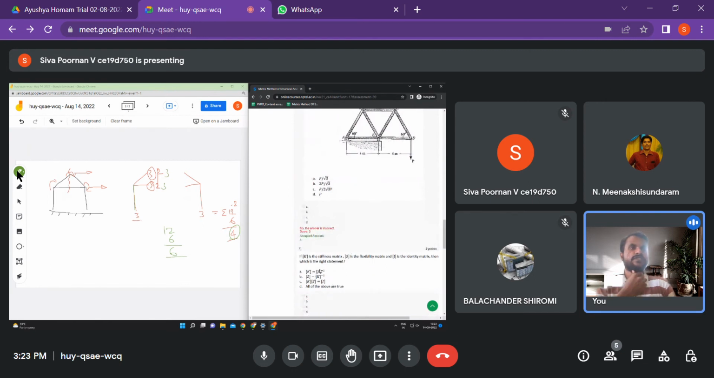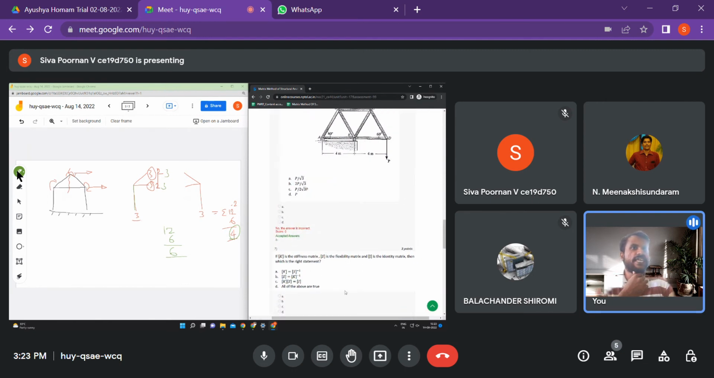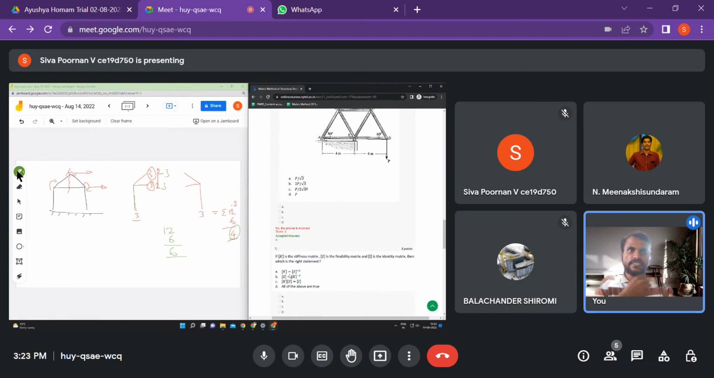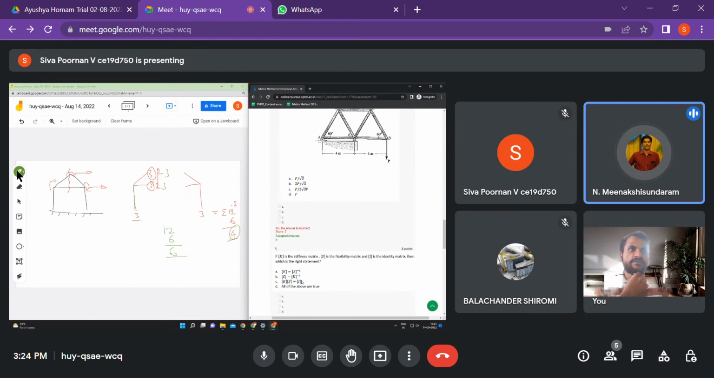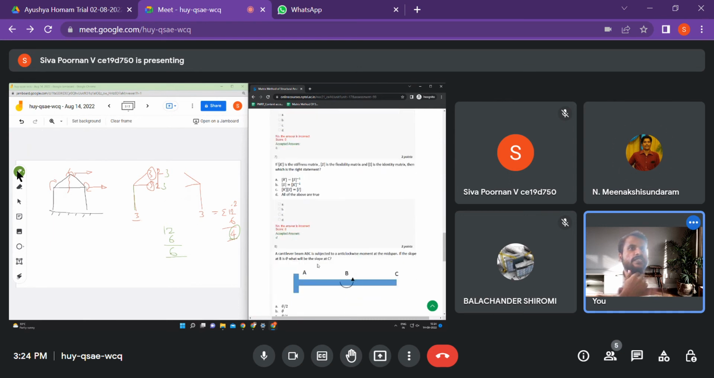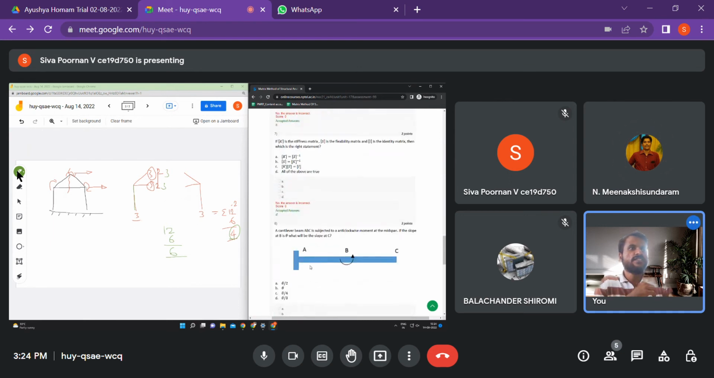Yes, so the next question is, if K is the stiffness matrix, S is the flexibility matrix and I is the identity matrix, then which of these statements is right? Yeah, but you're only checking C, right? What about A and B? If we just rearrange this equation, we will get K is equal to S inverse, right? And we can also say that, yes, D is the option that should be right.